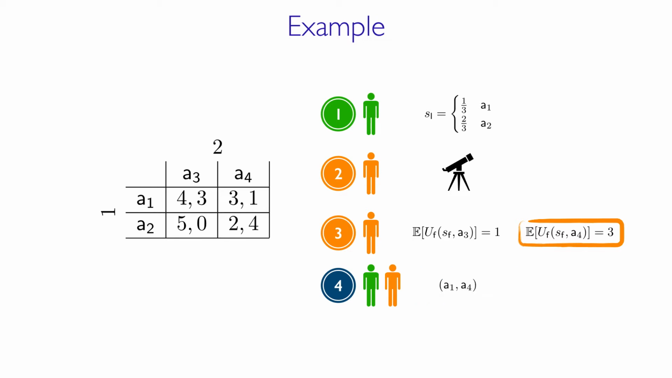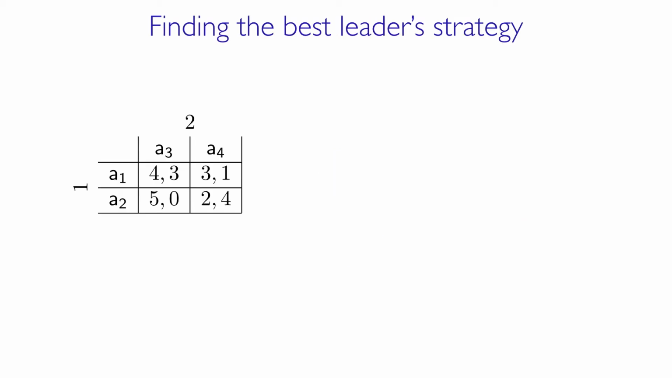Finally, the players draw their actions from the strategies. For instance, A1 for player 1 and A4 for player 2. Our problem is that of finding the best strategy of the leader, leading to the so-called leader-follower equilibrium or Stackelberg equilibrium.